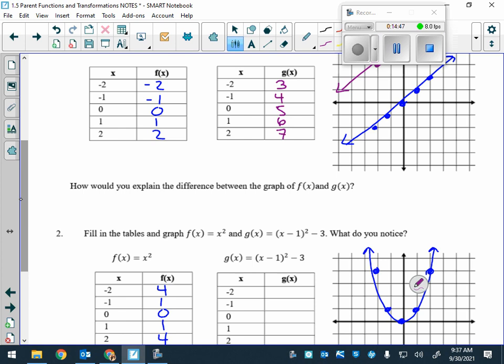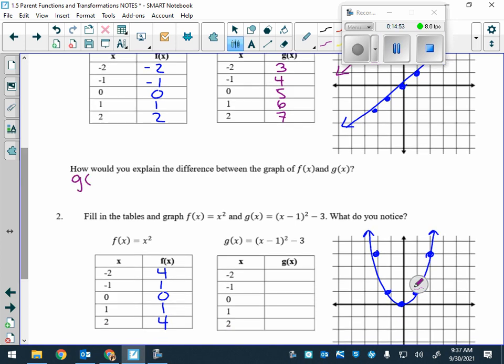Good. Jaden? g of x is 5 units above f of x. Okay, good. What else do you notice? Yeah, David. The slopes are the same. Good.